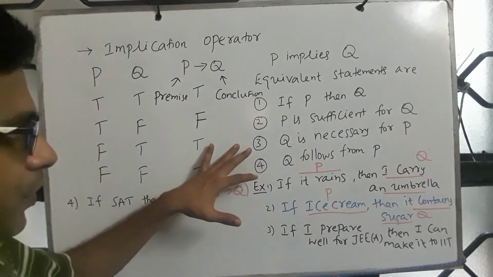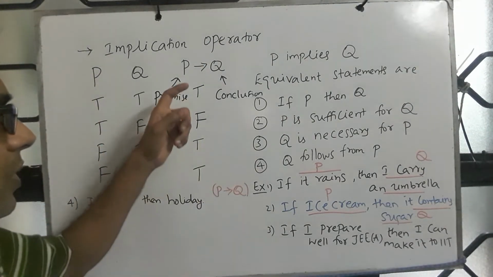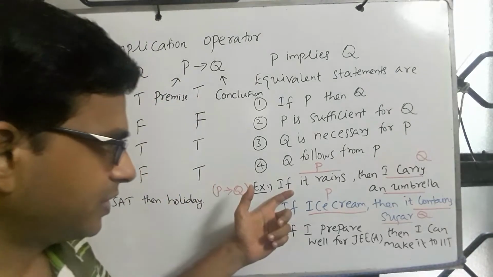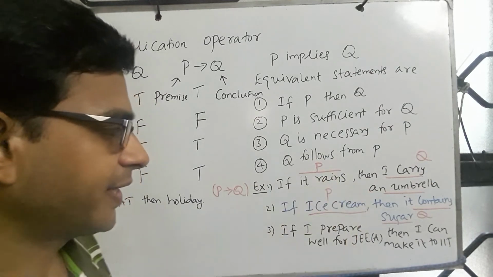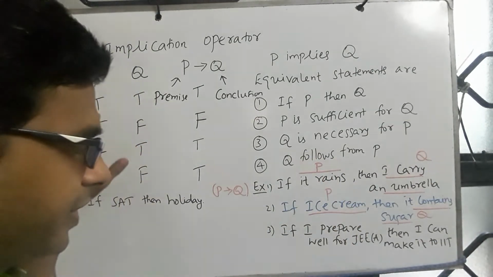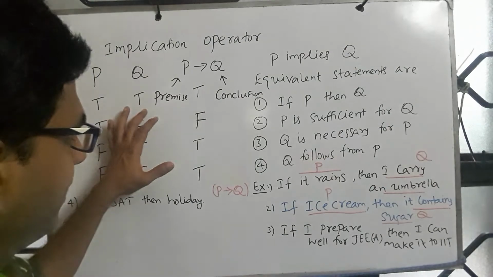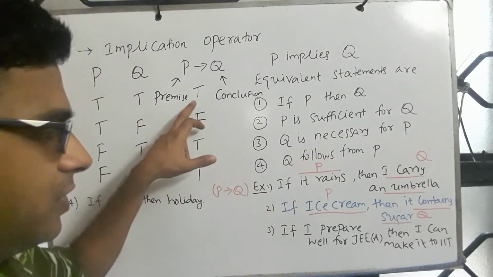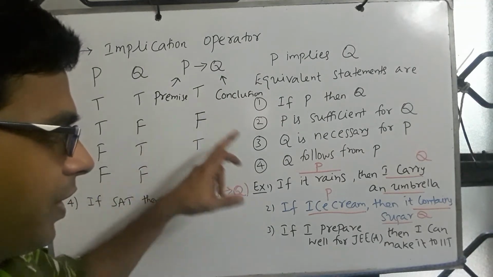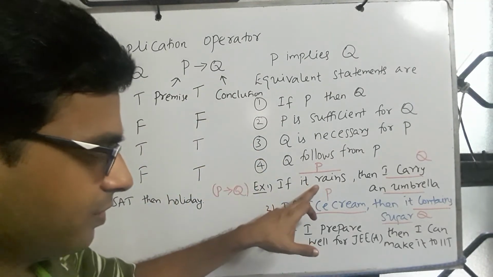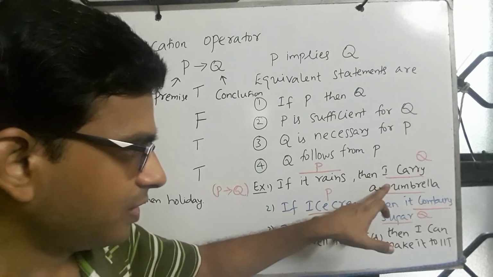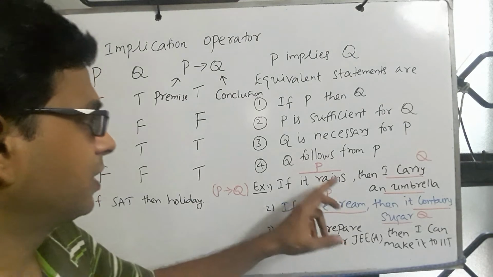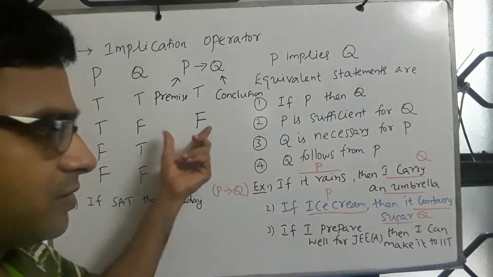Now we are interested in knowing what is the truth value associated with this statement. Suppose the statement is like this: if it rains then I carry an umbrella. It is raining outside, true, and I am carrying an umbrella, then the statement is respected. The truth value associated with this is true. When the premise is true, it is raining, and I am not carrying an umbrella, then this statement is not respected, which means true false implies false.